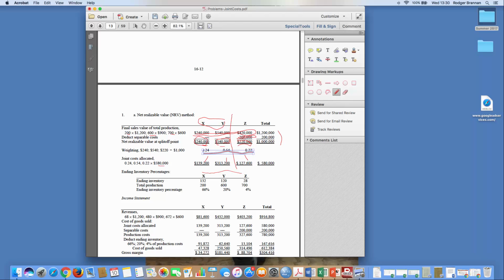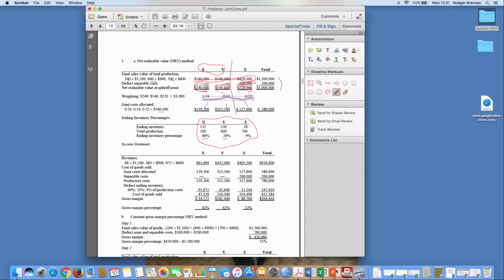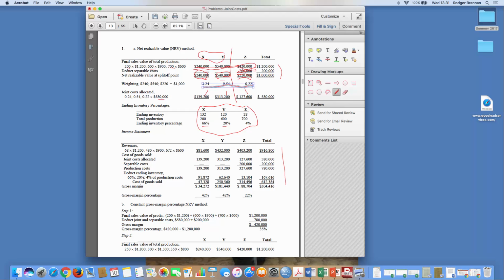What this is right here is kind of a recapitulation of the inventories. So the total production, we know the ending inventory, so again, the ending inventory percentages. And so now there are two different elements here, with panel A and essentially panel B, okay? The first thing I have to do here is, again, prepare my income statement. What I did up here was to allocate joint cost. So now with X, they sell 68 units. Y, they sell 480. Z sells 672 units, okay?